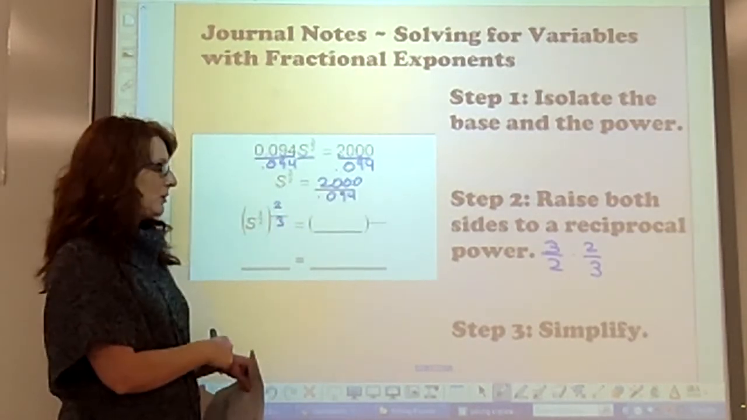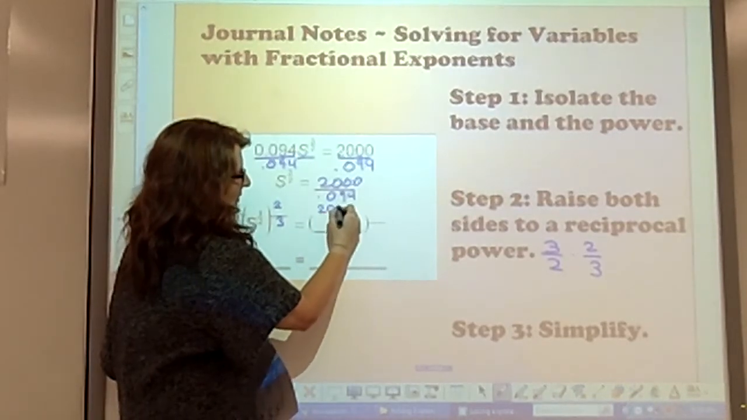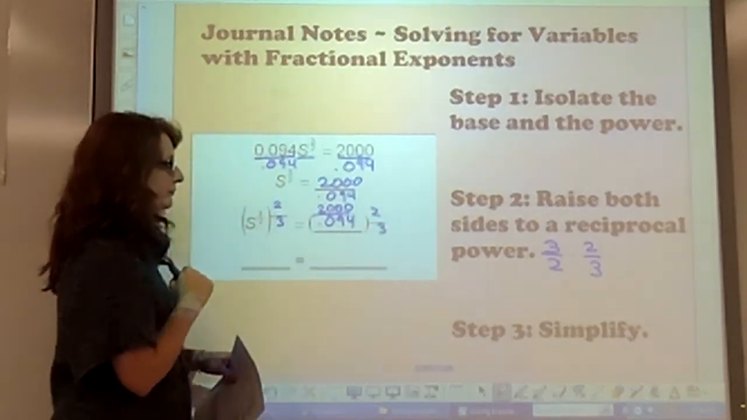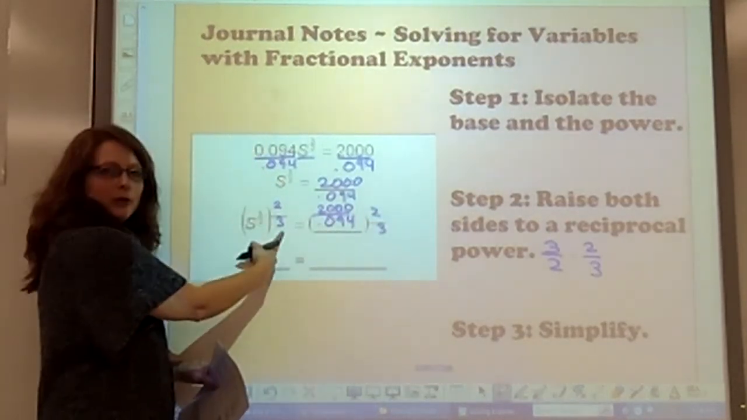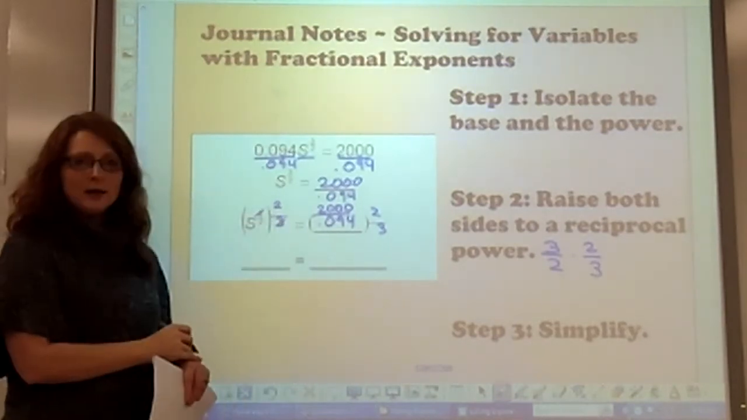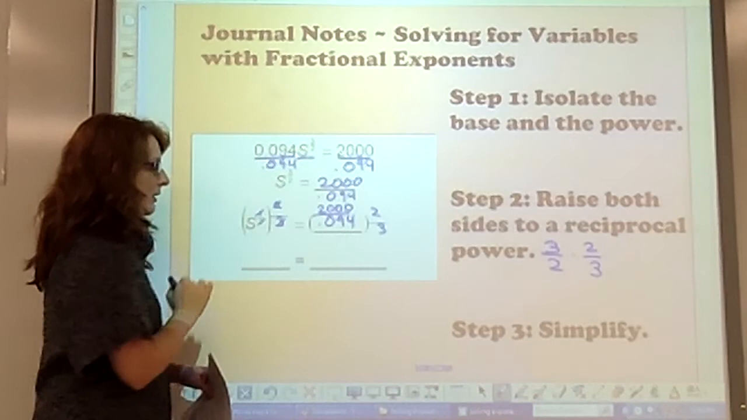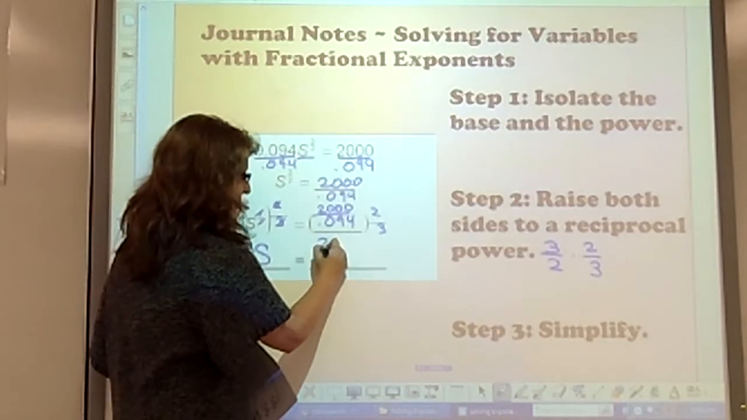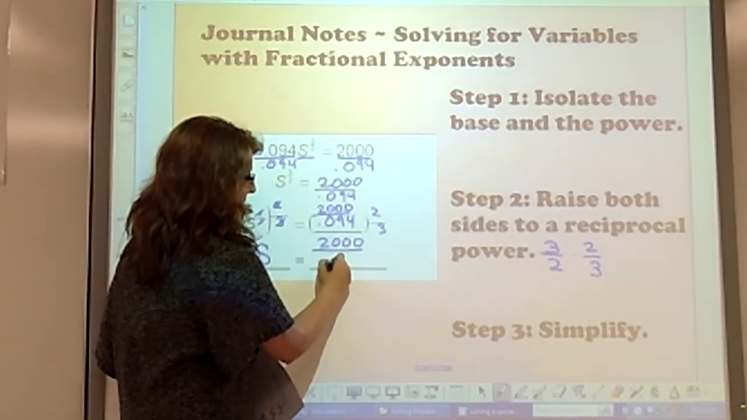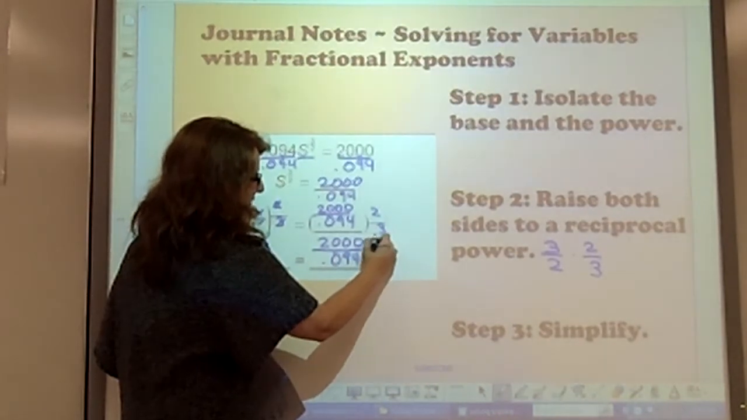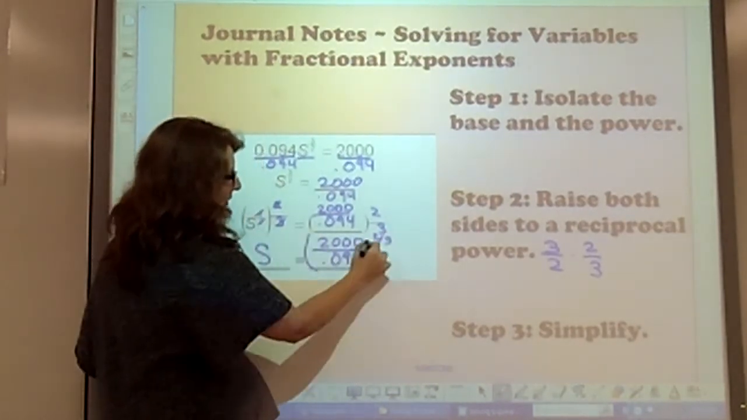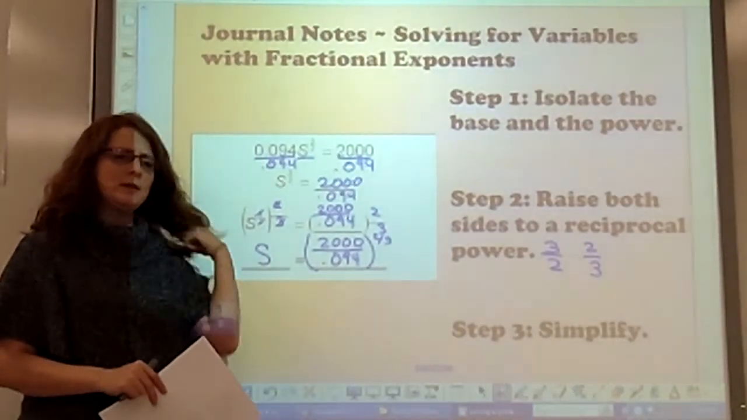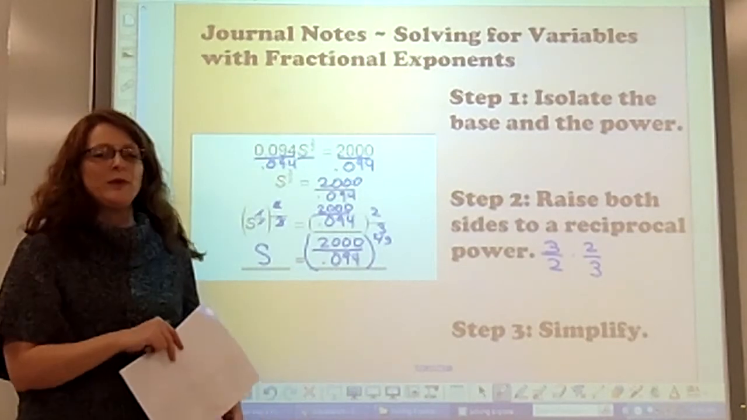This is an exponent. You're raising it to the 2/3. So I'm also going to raise this to the 2/3. Now the 3 on top and the 3 on the bottom cancel out. A 2 on top and 2 on the bottom cancel out. So I get s equals, and then we're going to put this in our calculator, 2,000 over 0.094 raised to the 2/3 power. You can go ahead and divide that out. You're going to get 716 point something, I believe. And that's our simplify step.